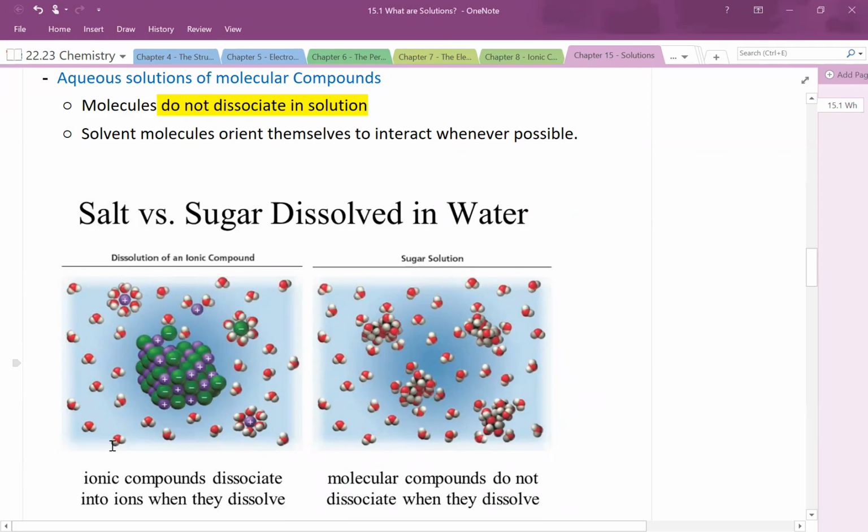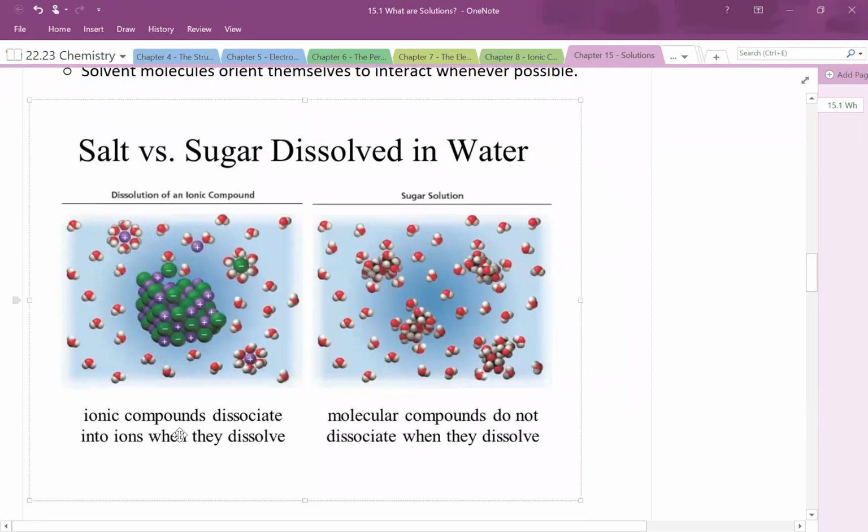If we look on the left here, we can see an ionic compound, sodium chloride, dissolving into water, and you can see that dissociation. You have a purple dot here, you have a green dot here. They are separated and they are surrounded by water molecules oriented so that the favorable dipole is towards the ion. On the other hand, if we consider a molecular compound, sugar, we see water molecules kind of sticking to this molecule all over the place.